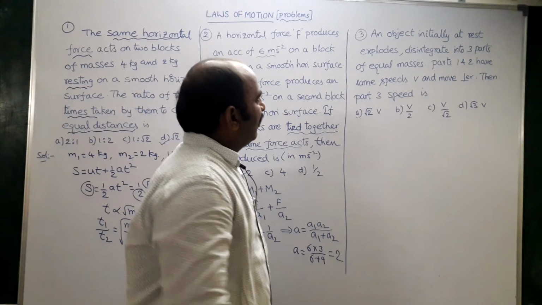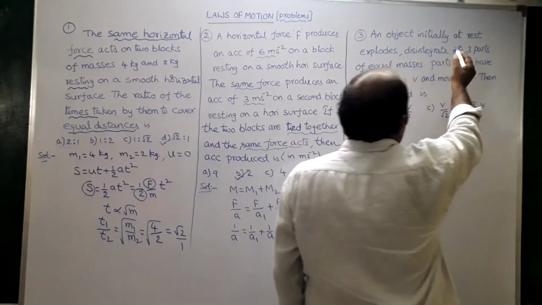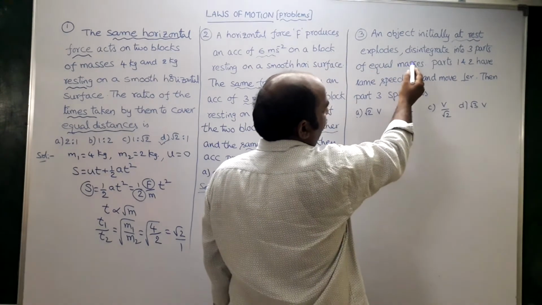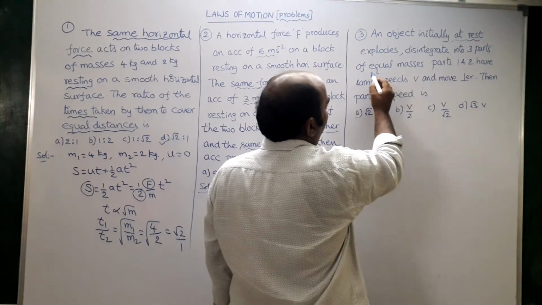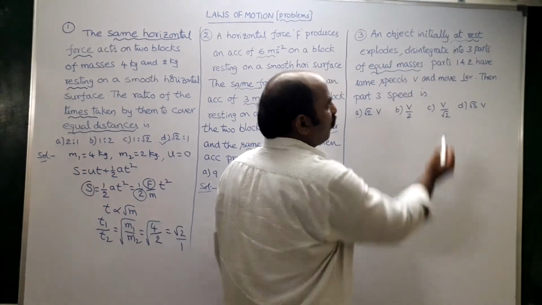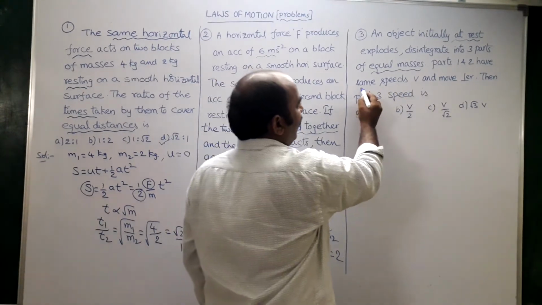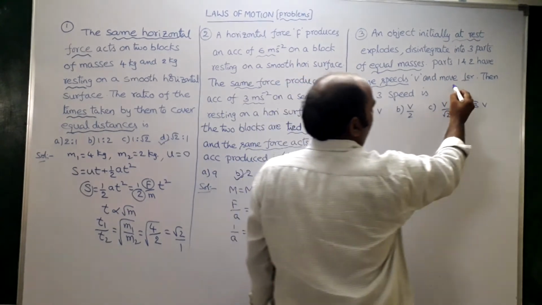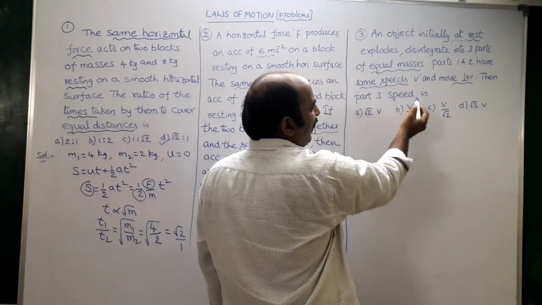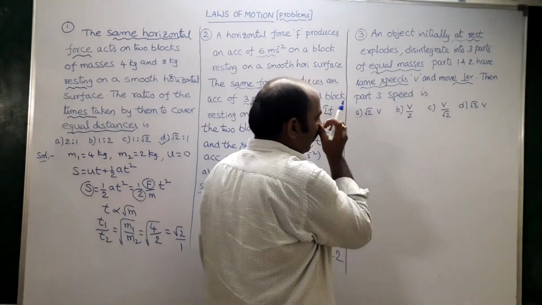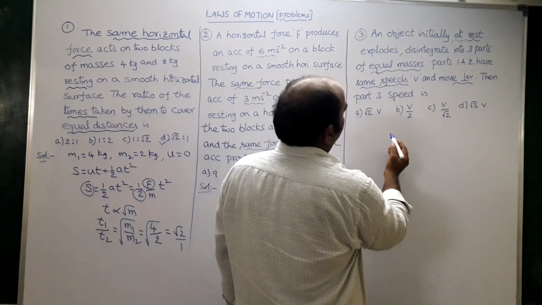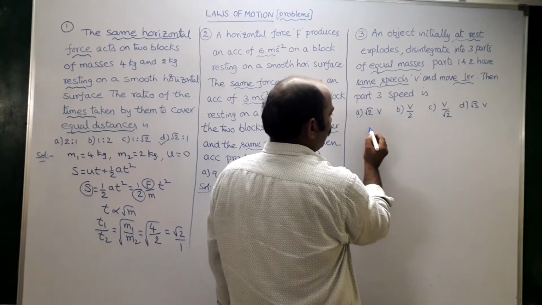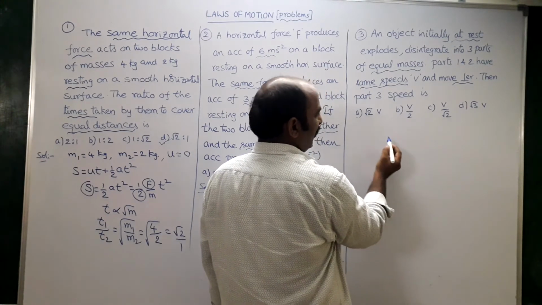Next see third one. An object initially at rest explodes, disintegrates into three parts of equal masses. Parts 1 and 2 have same speeds, that is v, and move perpendicular. Then part 3 speed is, here, initially an object is at rest. So that's why its initial momentum becomes 0.